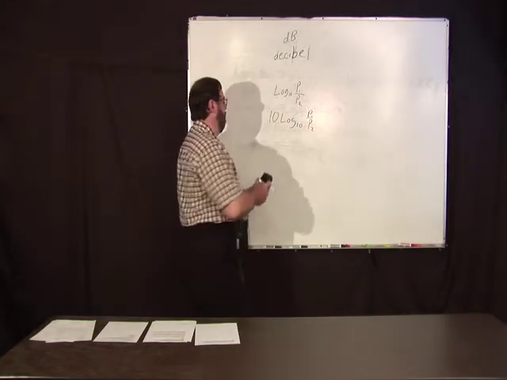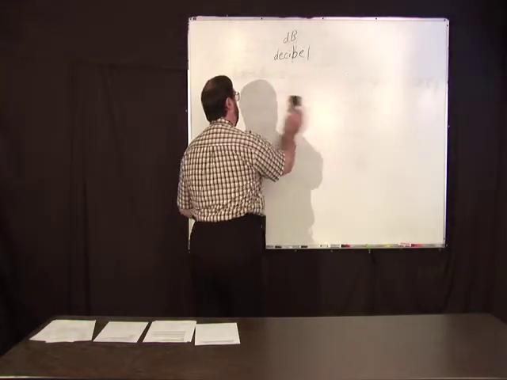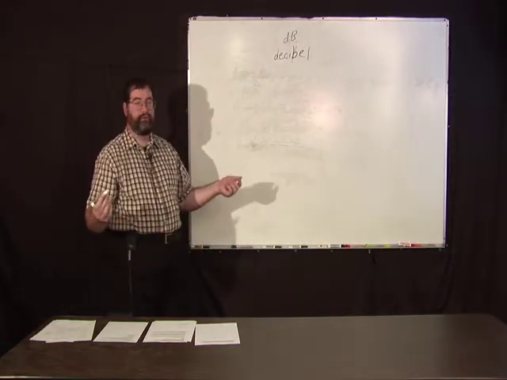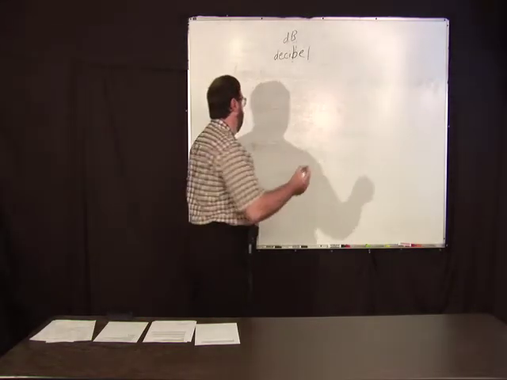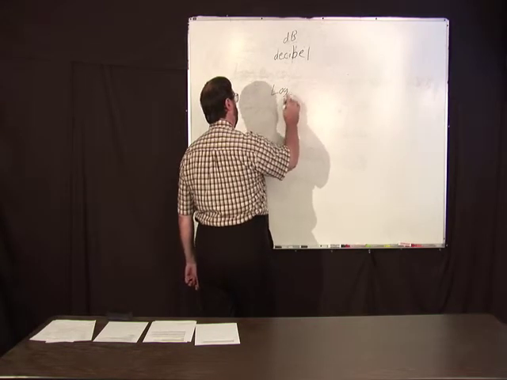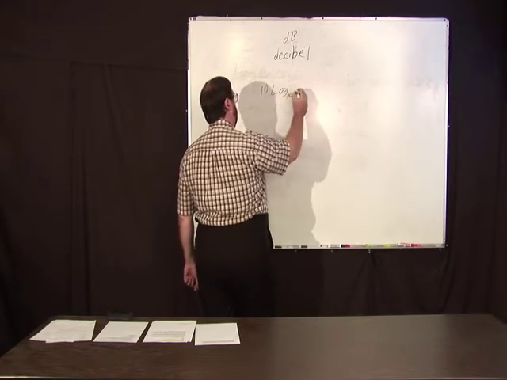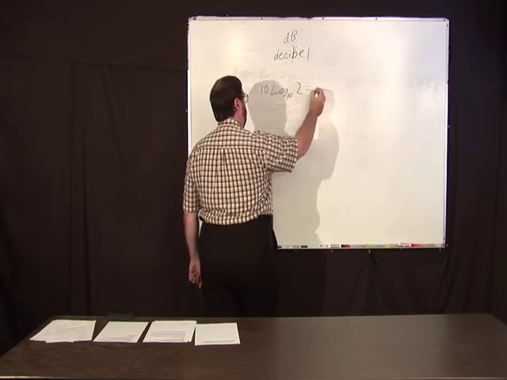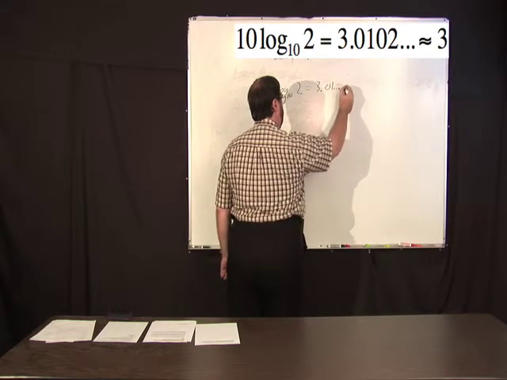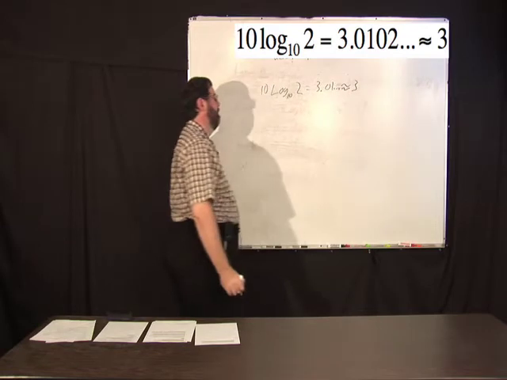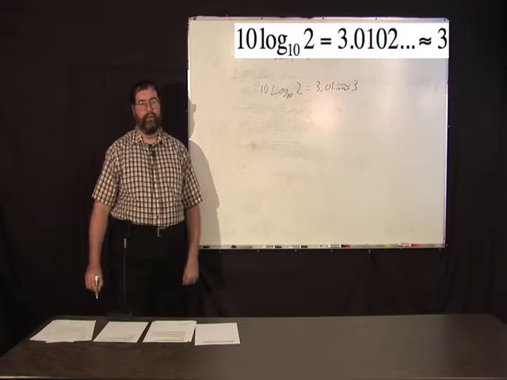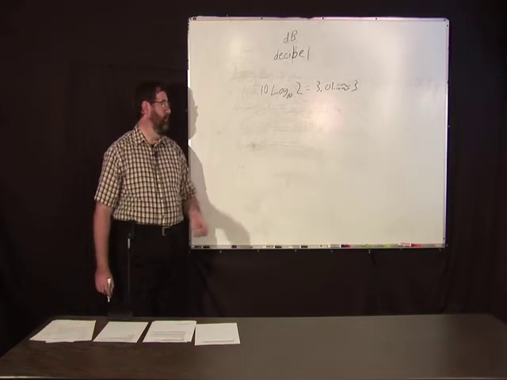So if you had two numbers, for instance, what's a factor of 2? So what's log base 10 of 2? Well, this is about 3.01, which is approximately equal to 3. So in dB, a factor of 2 is basically 3 dB. So remember, it's power ratio.